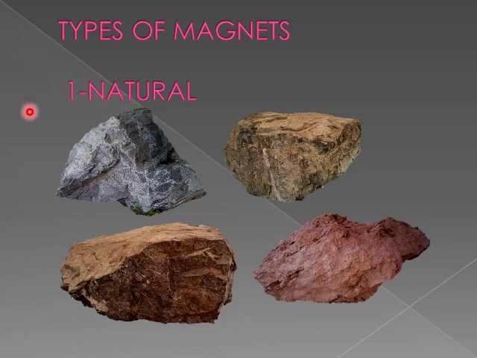It is called lodestone or magnetite. So what is lodestone and magnetite, my dear students? A natural magnet looks like a dark colored rock. It is called lodestone or magnetite. You can see here in this diagram there are different types of dark colored rock. So what are these dark colored rocks? These dark colored rocks are natural magnets which are found in many parts of the world.